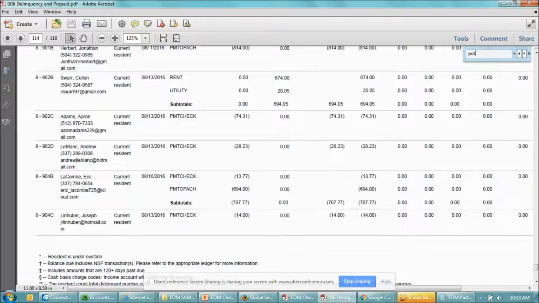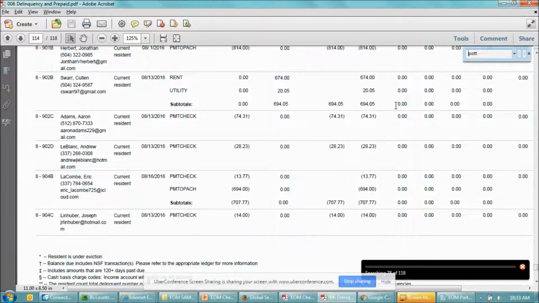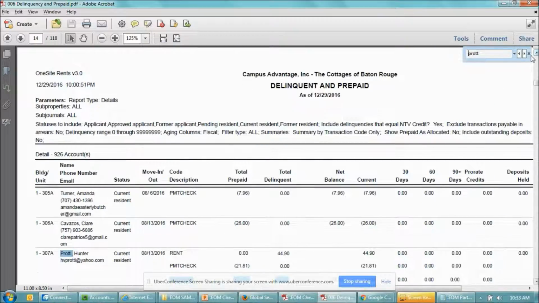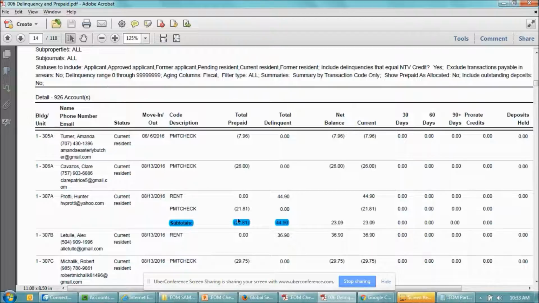I just happened to have noticed who it was, if I can remember how to spell their name. There we go. Hunter. So one of the causes for that is Hunter. See how with Claire, she has a $26 prepaid and 0 delinquent. Same with Amanda, 7 something for prepaid and 0 for delinquent. Alex is the opposite. He has a delinquent and no prepaid. That's ideal. That's what we want, is they should always have one or the other. They should never have both a total prepaid and total delinquent.